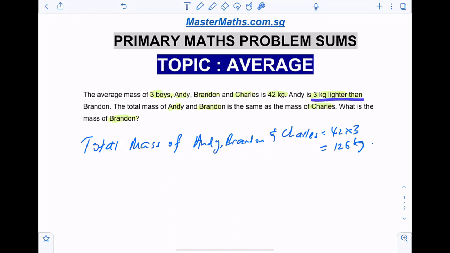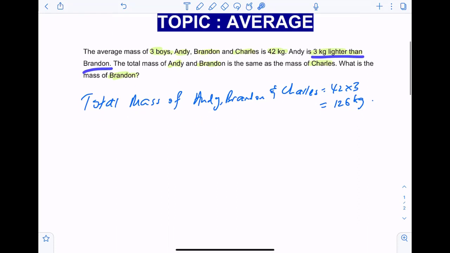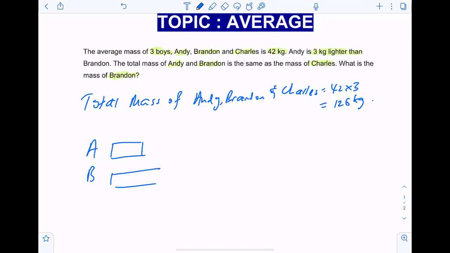Now Andy is 3 kg lighter than Brandon. So how do we draw a model for that? For Andy and Brandon, Andy will be a smaller box, Brandon will be a bigger box, bigger by 3 kilograms. Charles, on the other hand, let's see. The total mass of Andy and Brandon is the same as Charles. Okay, so bear in mind there's a blank here which is 3 kg, okay?